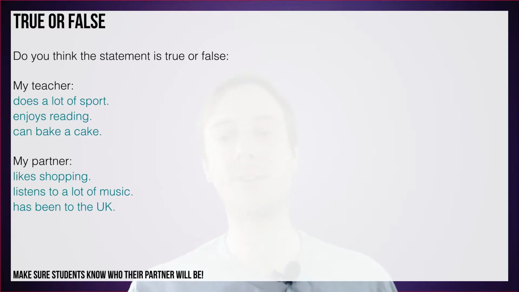Note that students do need to know who their partner is in order to guess. So if you're doing this in the classroom, that's simple. It's probably the person sat next to them. If it's online, you might want to put them into breakout rooms first of all, so they know who their partner will be when they ask questions.